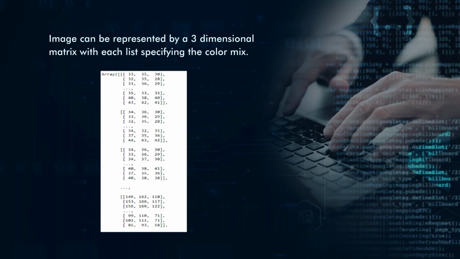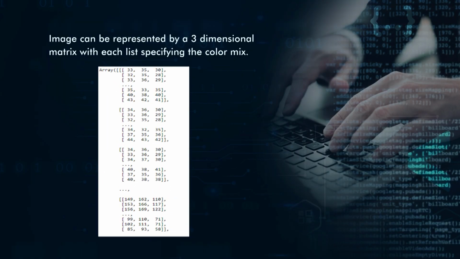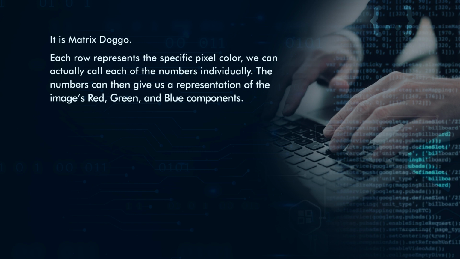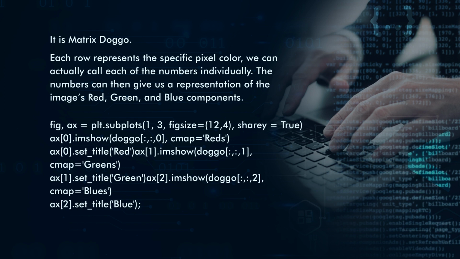Now, let us have some fun. Remember that previously we stated that an image can be represented by a 3-dimensional matrix with each list specifying the color mix. It is the matrix of doggo. Each row represents the specific pixel color. We can actually call each of the numbers individually. The numbers can then give us a representation of the image's red, green and blue components. For example, we have here fig, ax equals plt.subplots 1, 3, figsize 12, 4.